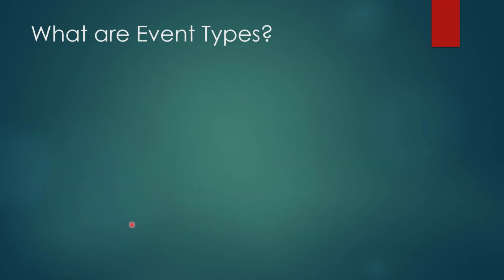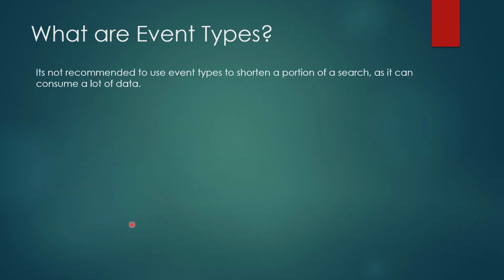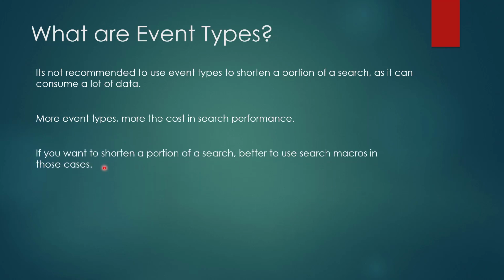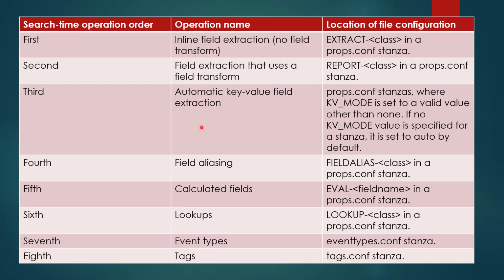Okay, so now, as I was saying, it is not recommended to use event types as a shortcut or to shorten a portion of a search, as it can consume a lot of resources. If you want to do that, then you need to use a search macro in those cases. Because the more event types you create, the more cost there will be in search performance. So you have to be very careful when you want to create multiple event types here. Okay, now let's move on to the next slide.